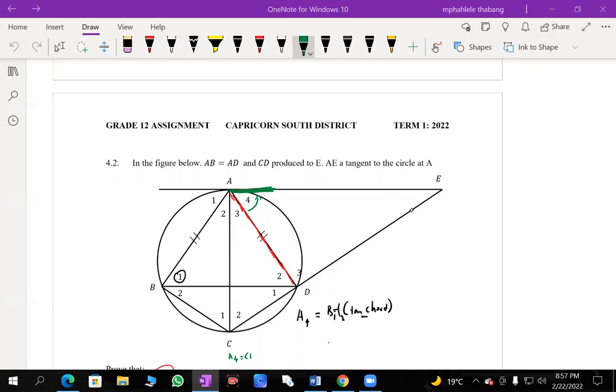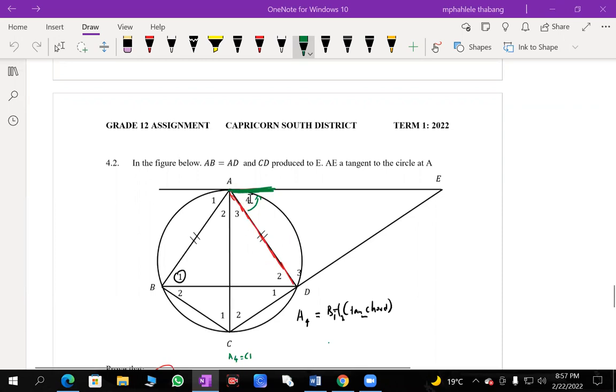Angle C1 and angle A1, which chord? AB. Okay, which chord? AB as a chord. It means A1 equals D2. In that case, A1 is going to be equal to D2. And A1 is equal to C1.